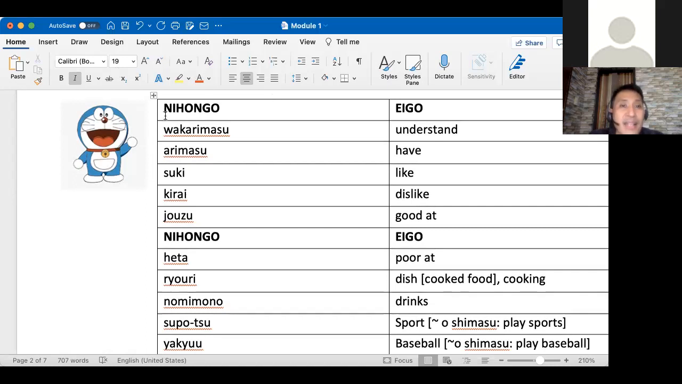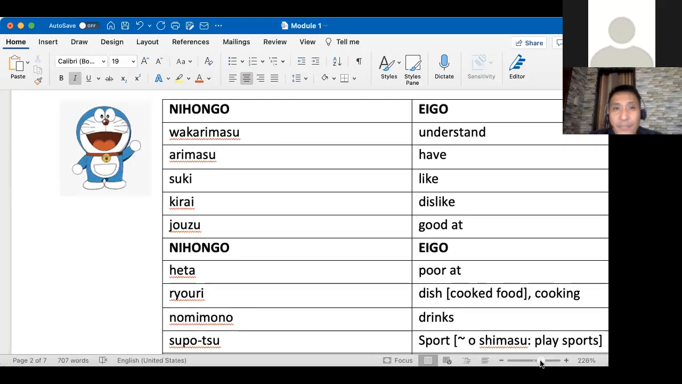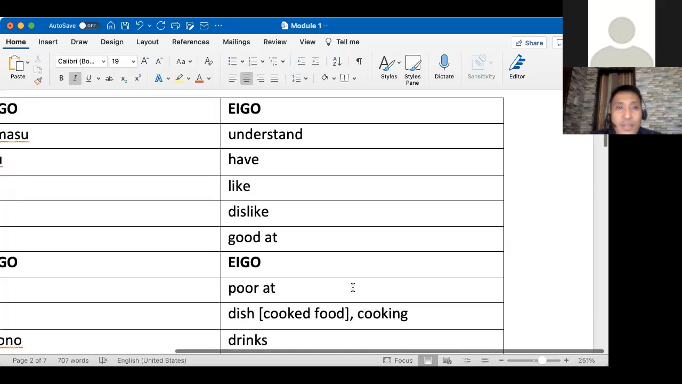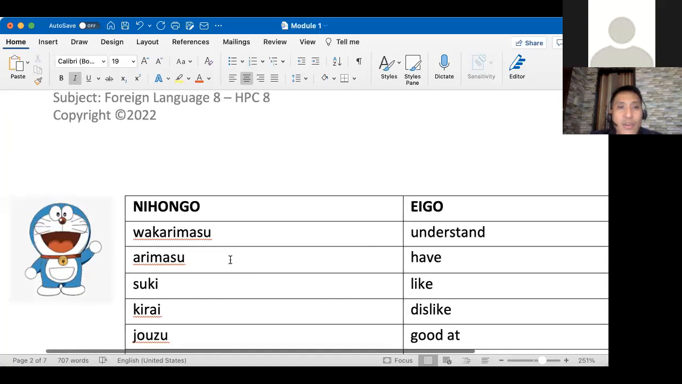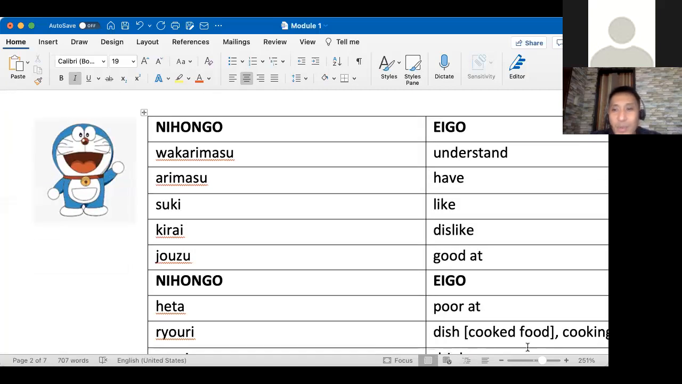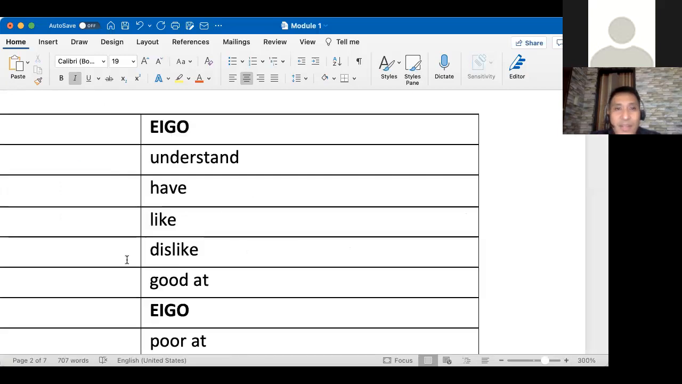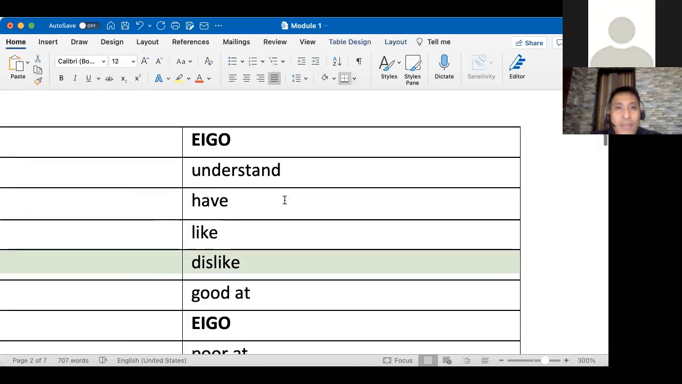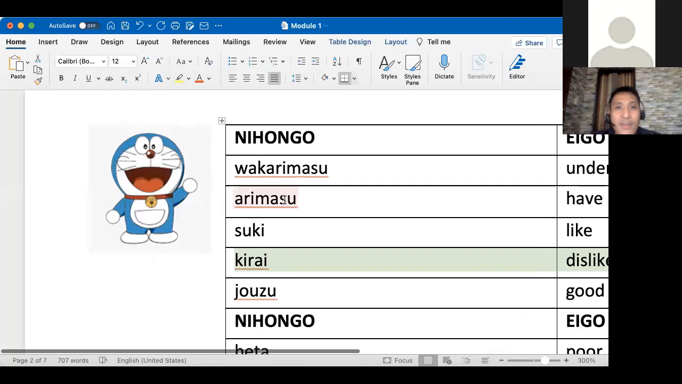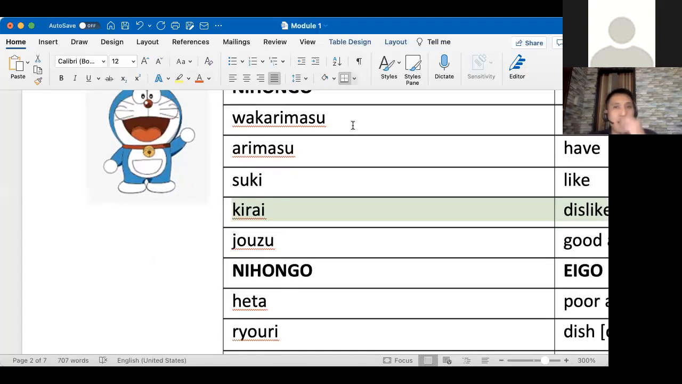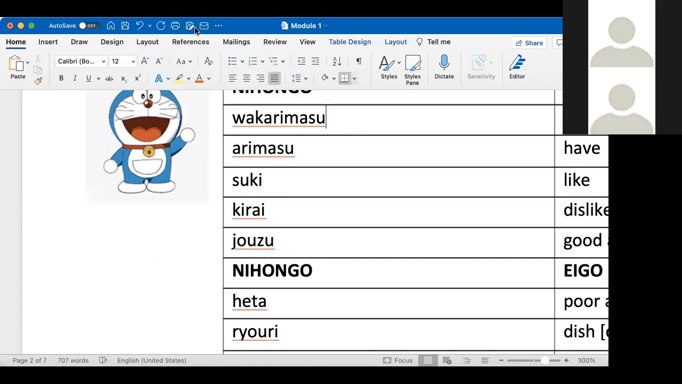Okay? May I ask a volunteer? Sige, subukan nga natin just to check if you can still more or less read Japanese words. Tingnan nga natin kung kaya pa nating basahin yung mga Japanese words dito. So may I request volunteer? Siguro hanggang wakarimas, hanggang jozu. Sige. May I request volunteer? Sige, Fredson, go ahead. Fredson kun.